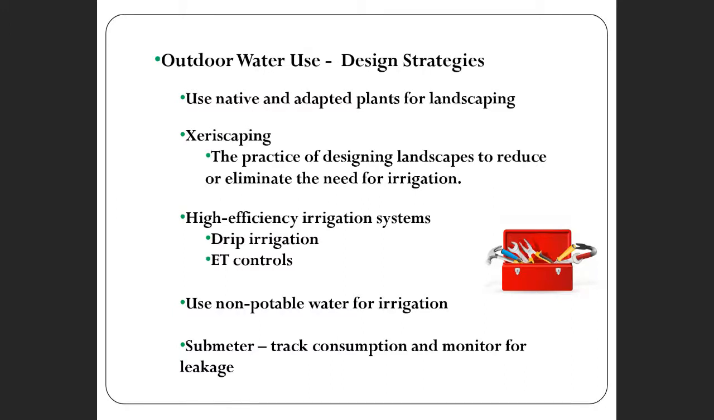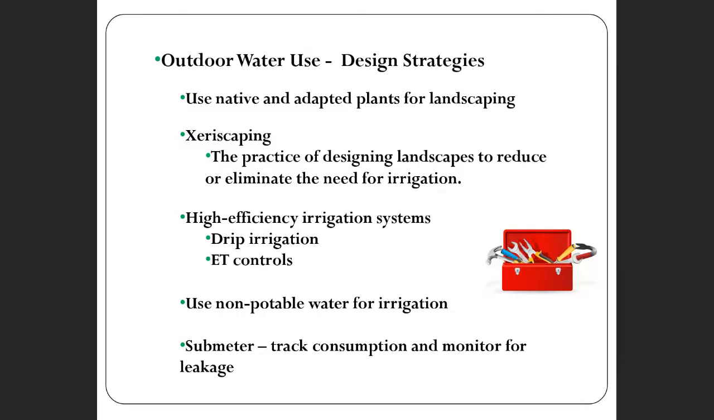We can use high efficiency irrigation systems. Drip irrigation is a high efficiency irrigation system. So rather than having sprinklers just spraying water willy-nilly all over the place, or oftentimes spraying water on the parking lot or on your car, we're going to deliver that water, as the name implies, drip by drip, hopefully as close to the roots of the plant as possible.